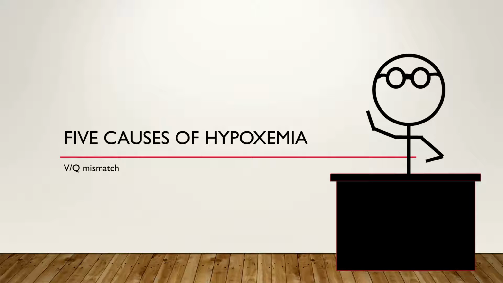Now we're going to talk about VQ mismatch in a lot more detail in subsequent sections. But for now, just understand that there's a mismatch between the amount of oxygen in the lungs versus the amount of blood being delivered to the lungs. And if there's not a good match between the amount of air being inspired and the blood flow, then the transport and gas exchange becomes a problem and the oxygen levels can decrease.